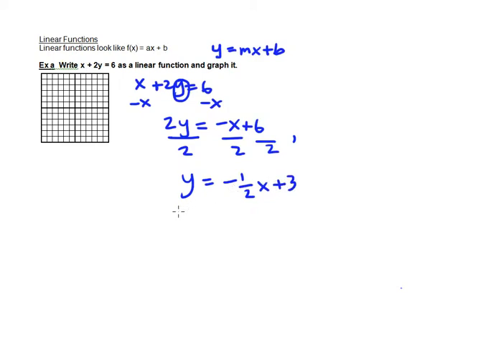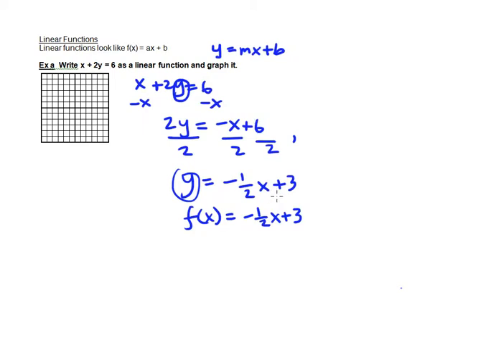And our final step is then to replace the y with f of x. So we've got f of x is equal to negative 1/2 x plus 3. And this does fit the format of the linear function. We've got f of x on the left, we've got an x term with a coefficient on the right-hand side, and then we've got the constant term.